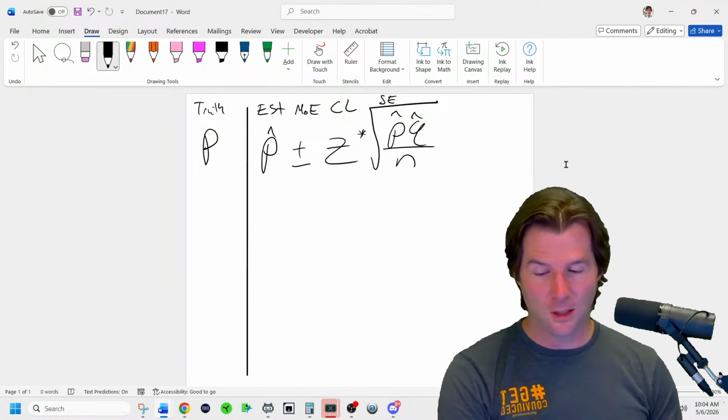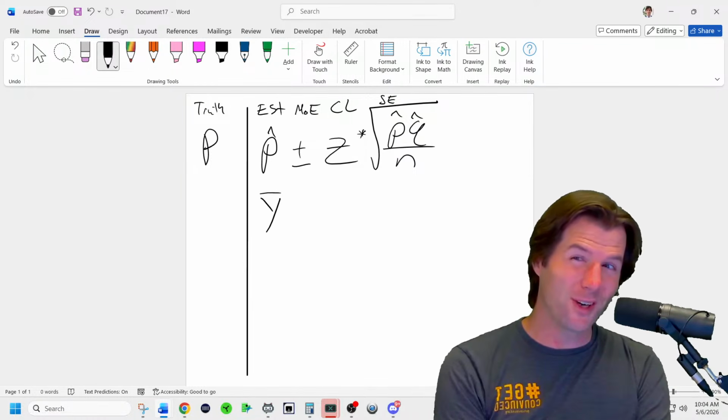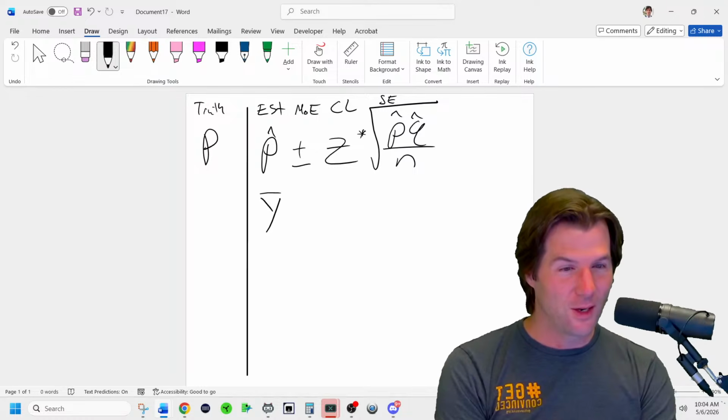Next, we did an interval of y bar. So what are we trying to estimate, or trying to understand? The truth we're trying to understand.